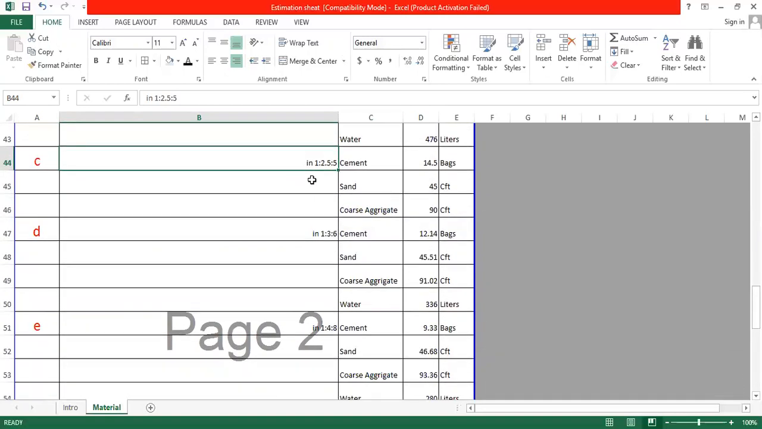Now, if the ratio is 1:2.5:5, then the cement required will be 14.5 bags. The sand required will be 45 CFT, and the coarse aggregate required will be 90 CFT. And if the ratio is 1:3:6, then the cement required will be 12.14 bags. The sand required will be 45.51 CFT, the coarse aggregate required will be 91.02 CFT, and the water required will be 336 liters.